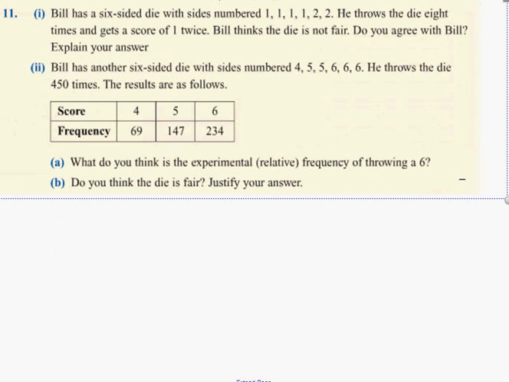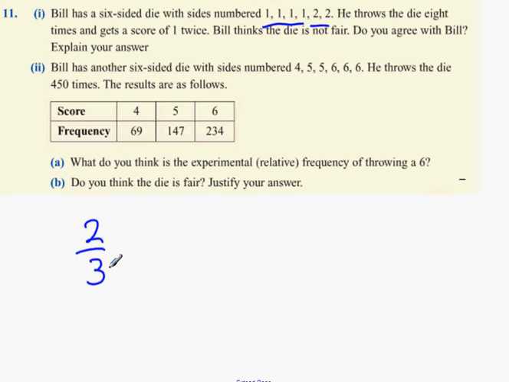Okay, lads. Bill has a 6-sided dice. He has 4 1s and 2 2s. He rolls the die 8 times and gets a score of 1 twice. Bill thinks the dice is not fair. Do you agree with Bill? Explain your answer. Okay, so my probability of getting a 1 is 2 in 3. My probability of getting a 2 is 1 in 3. Would you agree with that? Or 4 out of 6 and 2 out of 6.